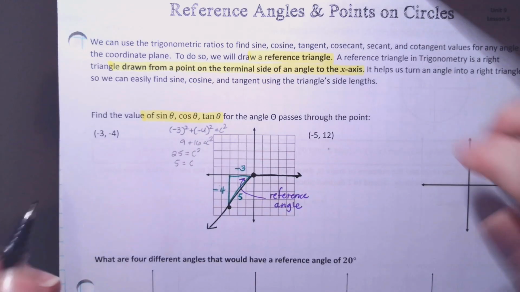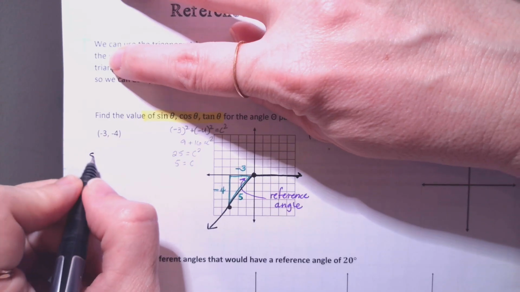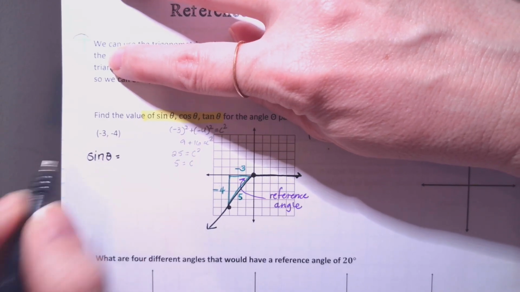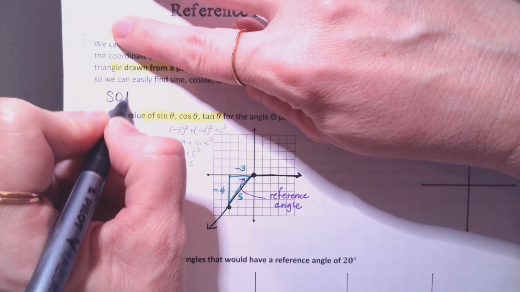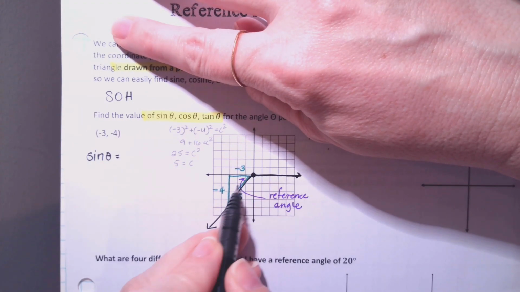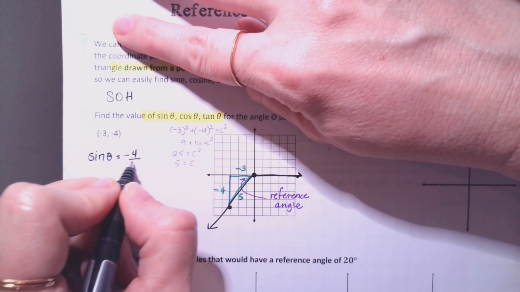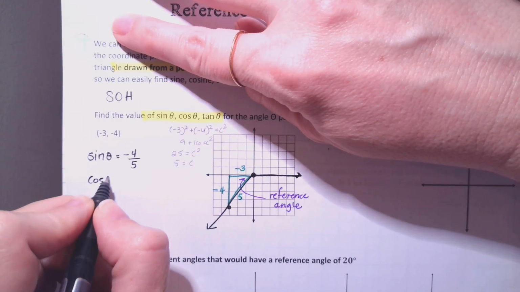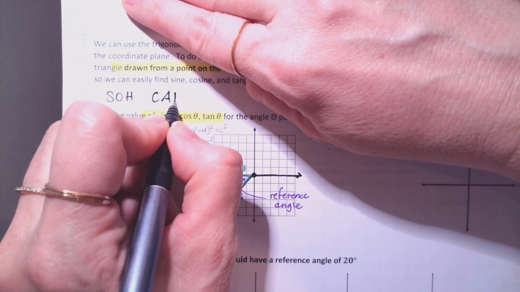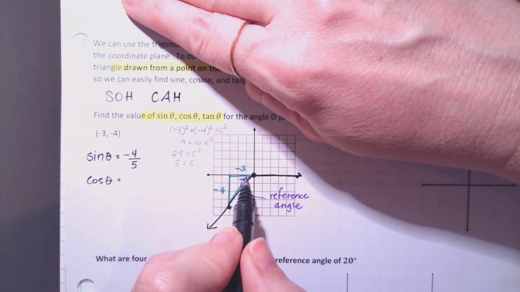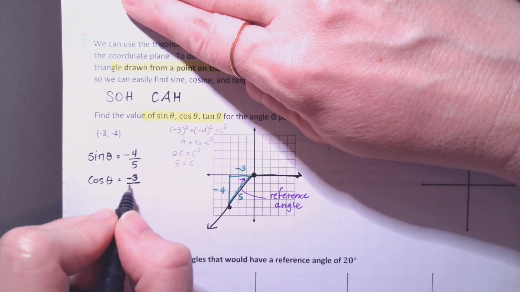So I'm going to set up my sine of the angle. And again, we're using this little reference angle as our angle. Sine of the angle. Remember, sine's trig ratio is opposite over hypotenuse. So from this angle, the opposite side would be -4, and the hypotenuse would be 5. And then we have cosine of the angle. Cosine's trig ratio, remember, is adjacent over hypotenuse. So from this angle, the adjacent side would be -3, and the hypotenuse again is still 5.